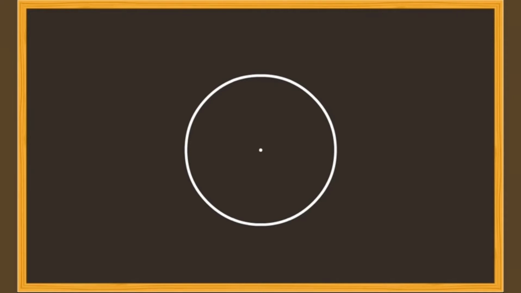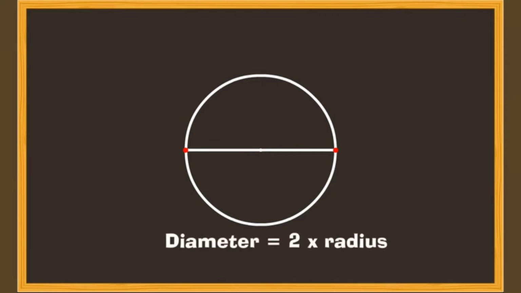Another word to remember is radius. The distance between the center of a circle and any point on it is called its radius. A line segment that joins two points on a circle is called a chord. As you can see, a chord can have many different lengths. Can you guess which is the longest chord? It is the one which passes through the center. A chord which passes through the center of the circle is called a diameter. Or we can say that the diameter is two radii put together.